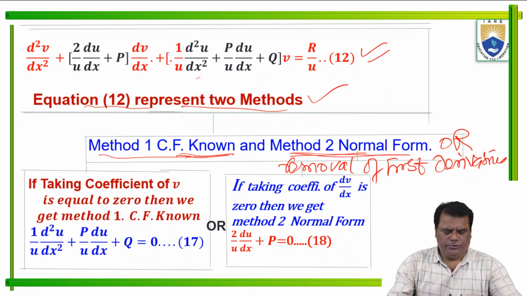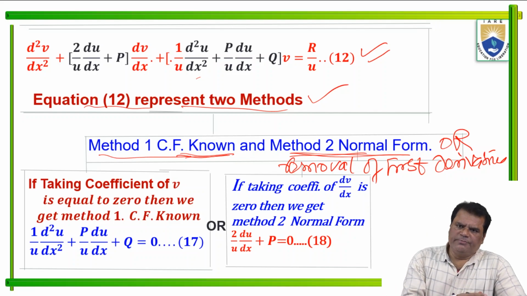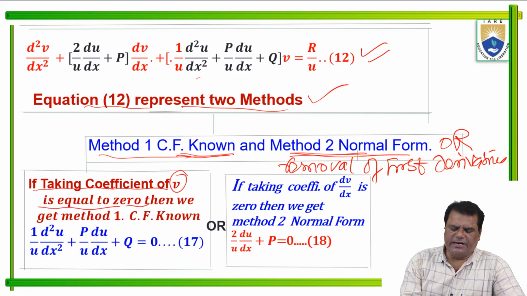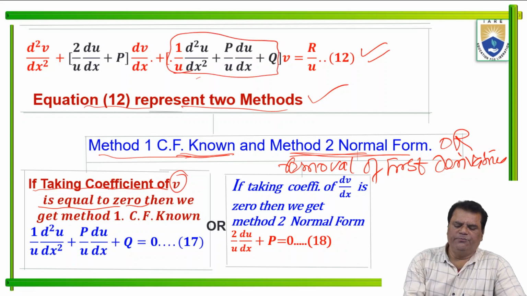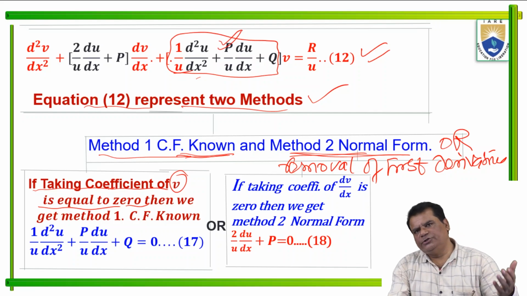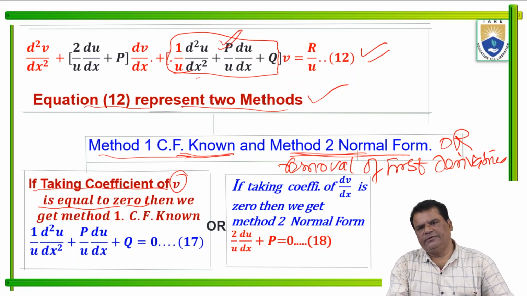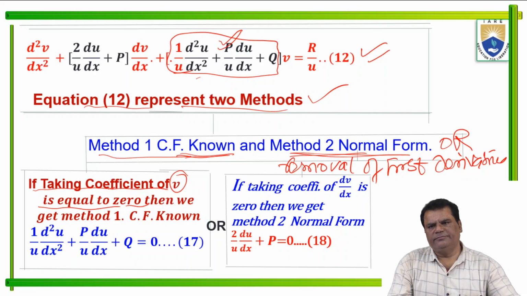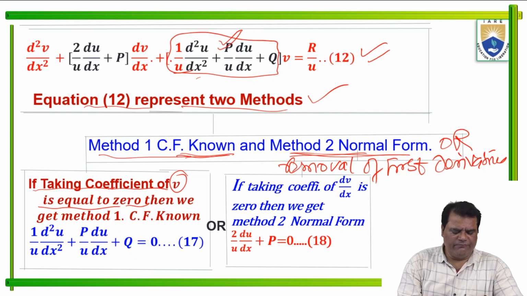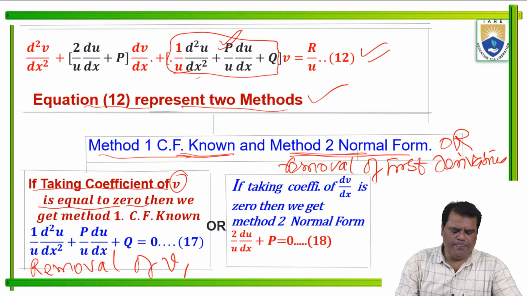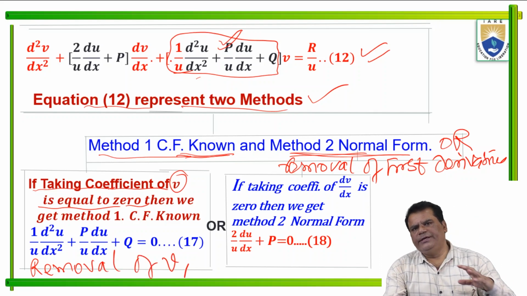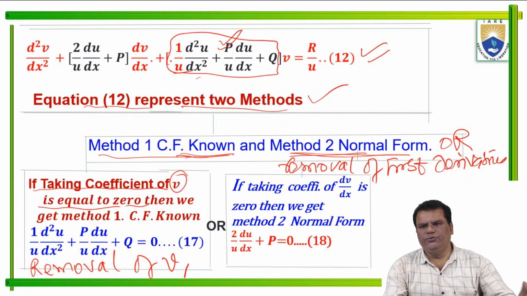Okay. So now in the first method we take the coefficient of v equal to 0. Coefficient of v means this result. This is the coefficient of v. If we take the coefficient of v equal to 0, then we apply method 1, removal of v. But now we want to apply method 2.